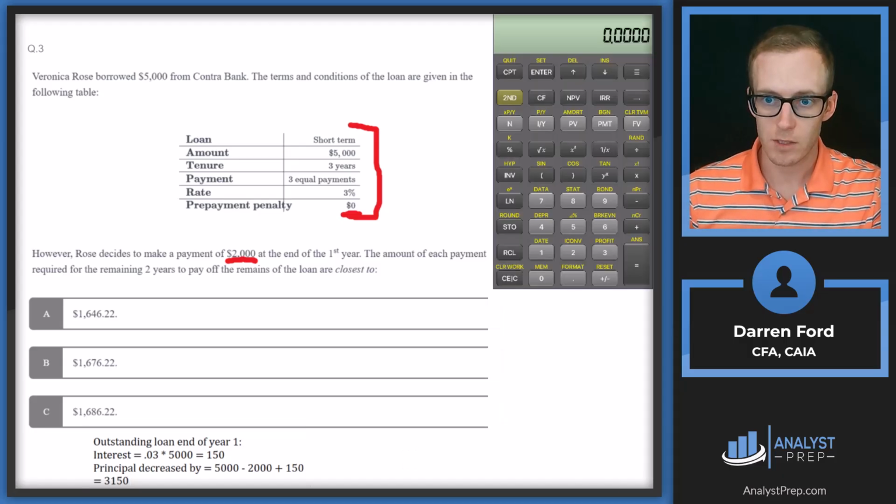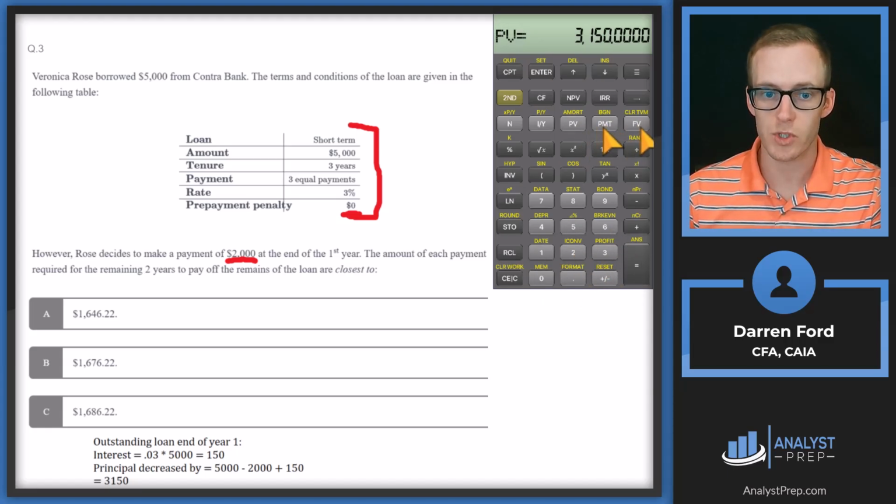From here, let's bring in our calculator, and we can go ahead and punch these numbers in and calculate the remaining payment. So we're going to use 2 for our n, 3 for interest rate, and our present value is going to be this 3150 number. So I'll have 3150.